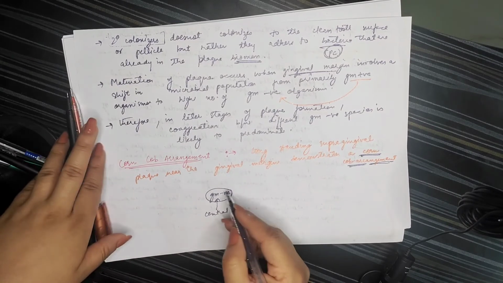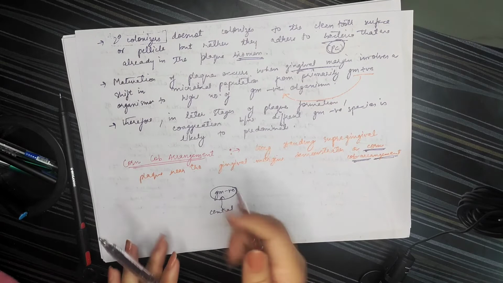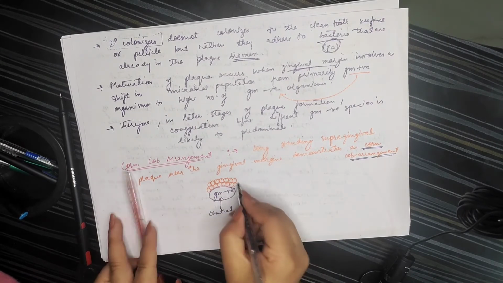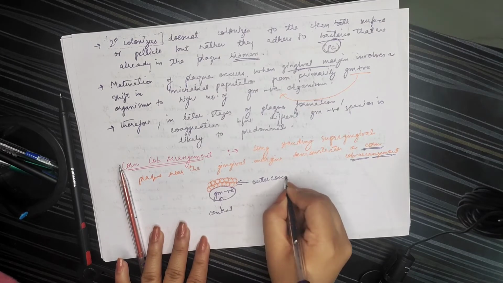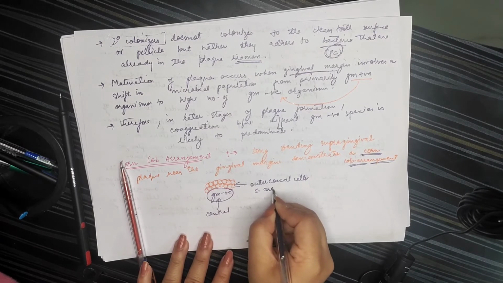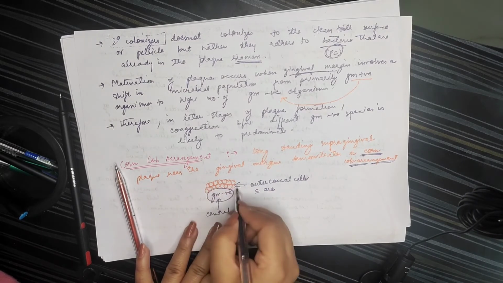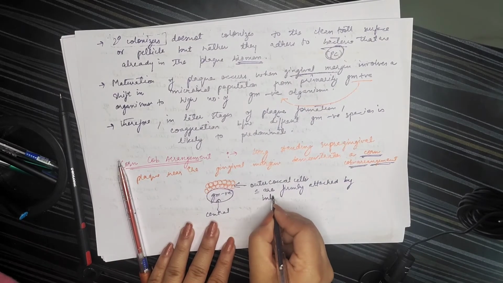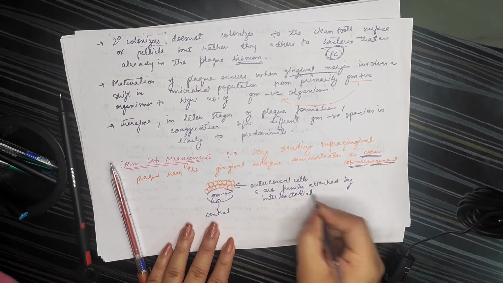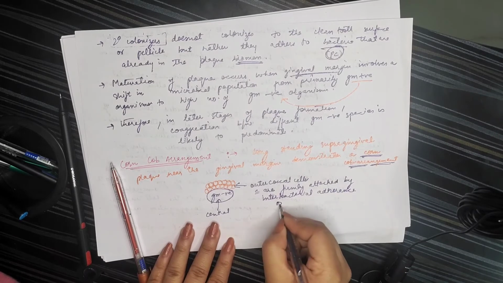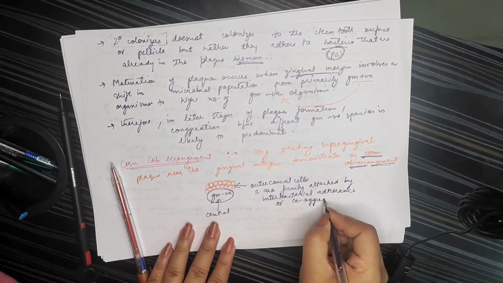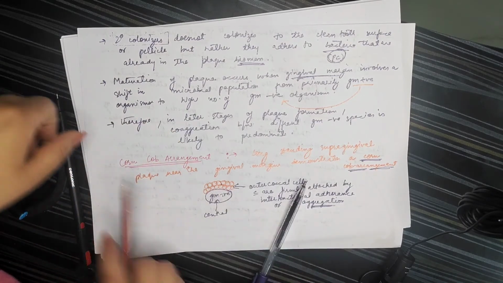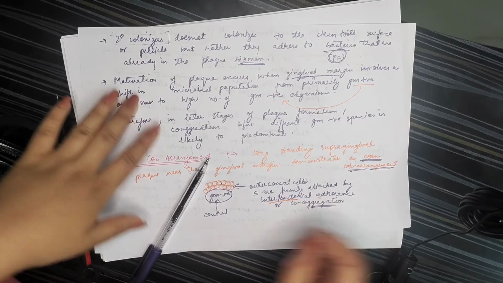So for example, this is a gram-negative bacteria. Now the outer coccal cells, which surround this gram-negative bacteria, are firmly attached by interbacterial adherence or co-aggregation. So the gram-negative bacteria and the outer coccal cells are firmly attached to each other with the help of interbacterial adherence or co-aggregation. Okay.